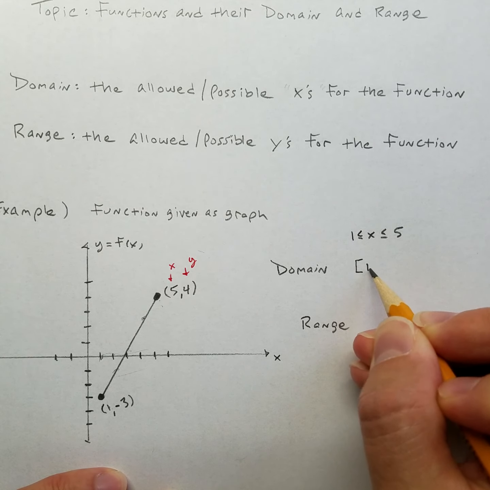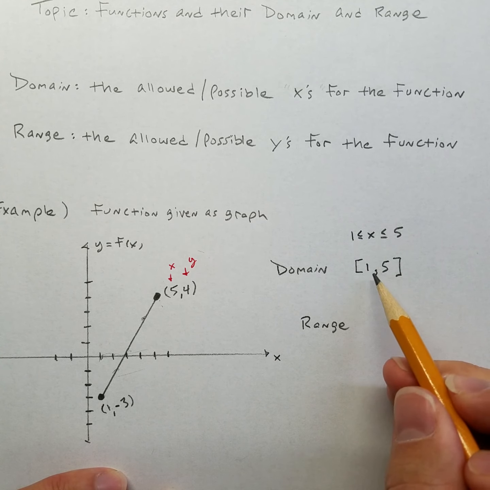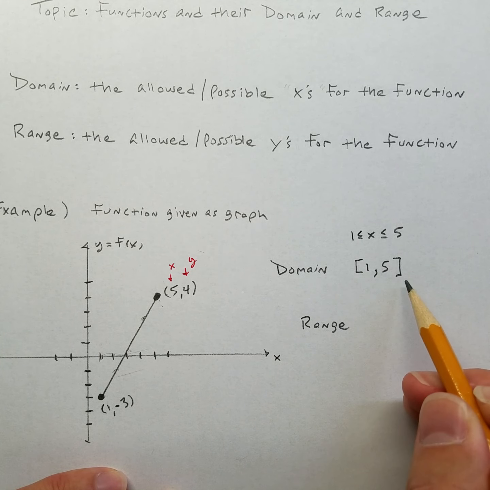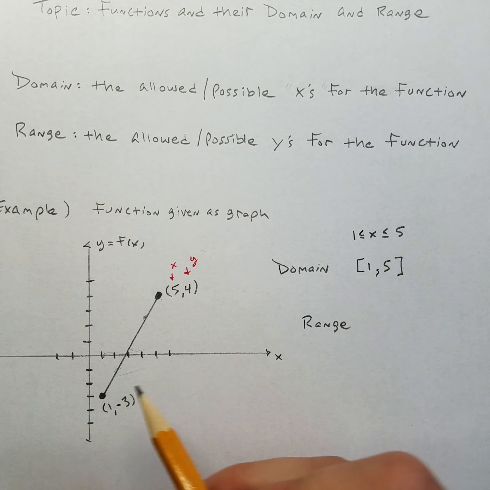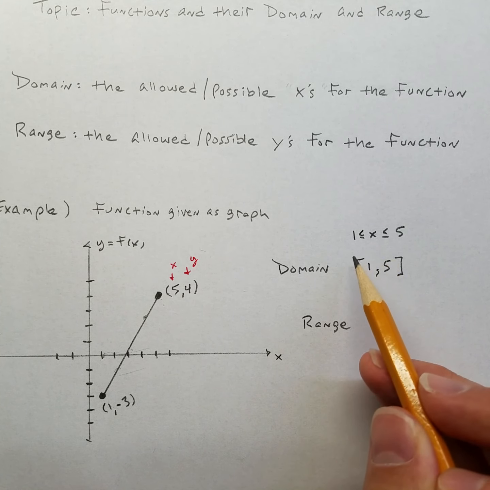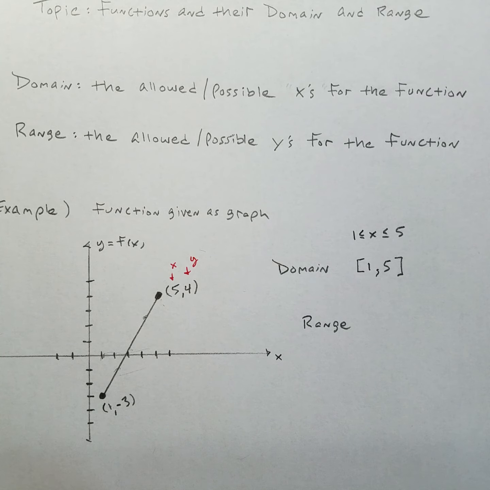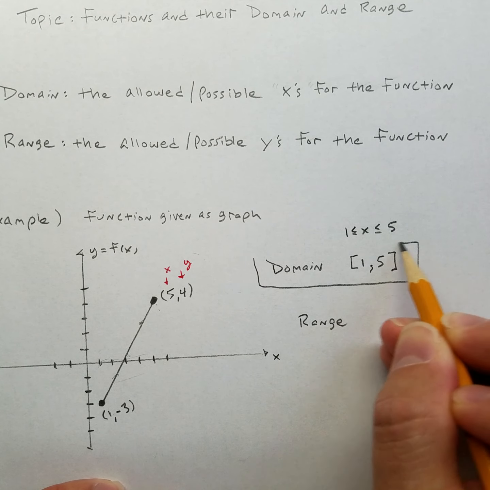So we'll say like 1, comma 5. And we put brackets around the 1 and the 5 to mean that we include the fact that x could be 1 and it can be 5. And that just says anything in between 1 and 5. Okay? So that's how we'll actually write the answer.